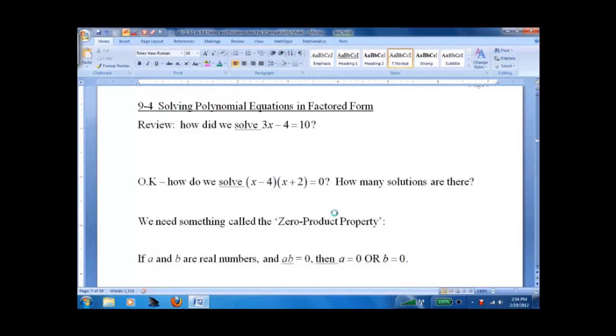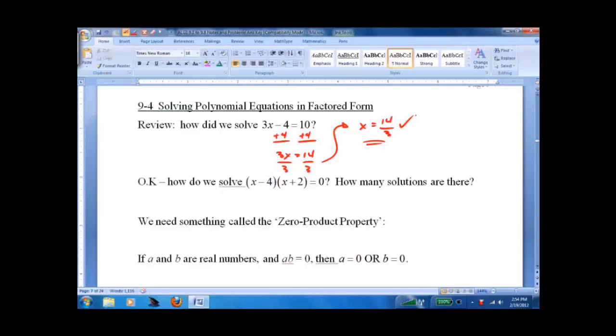Lesson 9.4, solving polynomial equations in factored form. So, how do we solve 3x minus 4 equals 10? Well, most people remember. We add 4 to both sides, and we divide by 3. X equals 14 over 3. And we can plug it back in and see that it works. When we do that, give it a little check mark.